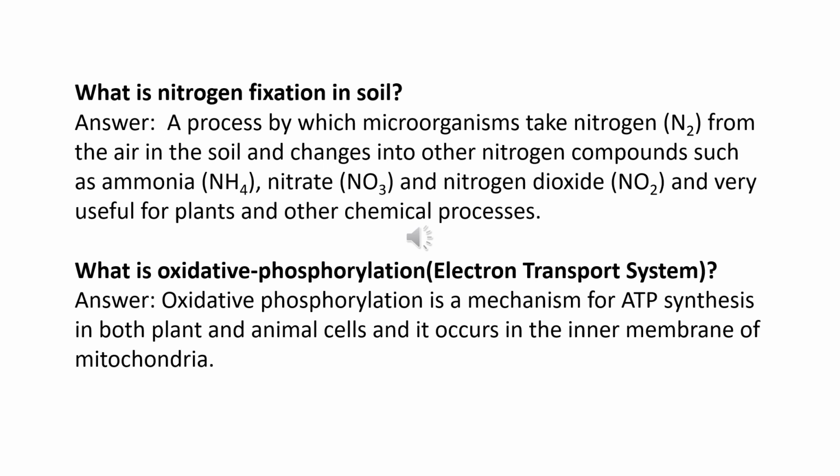So what is another term, that is called oxidative phosphorylation? That means it is another name for the electron transport system. Oxidative phosphorylation is a mechanism for ATP synthesis in both plant and animal cells, and it occurs in the inner membrane of mitochondria.